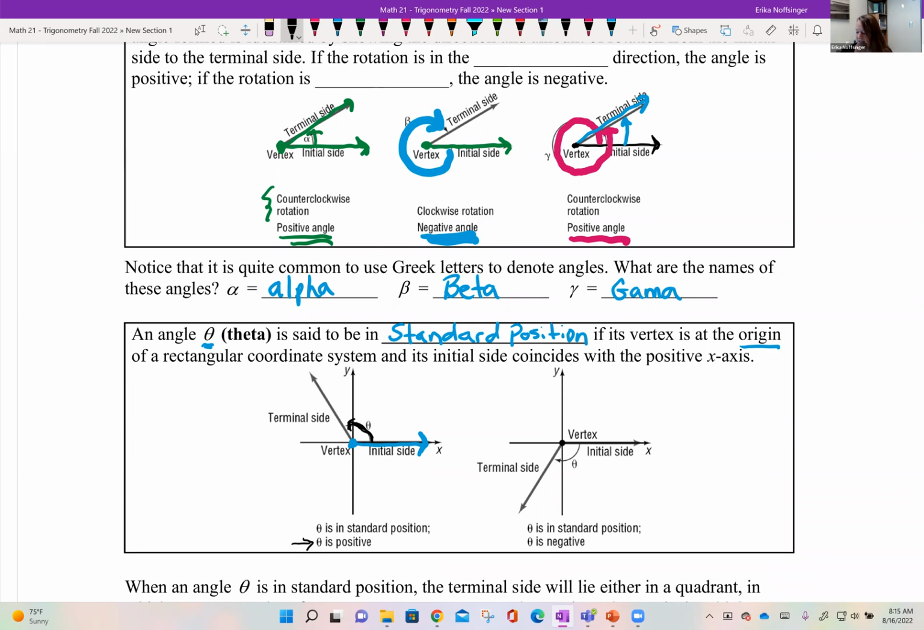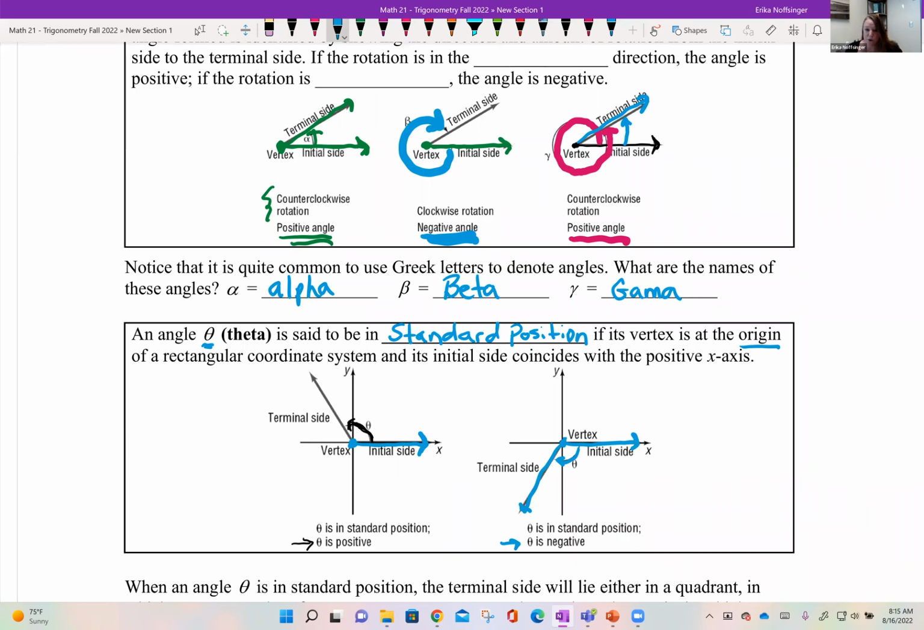In this second example, again, our initial side is in standard position because it's on that positive x-axis, but now we're going clockwise. And so to get our terminal side, the angle went clockwise, so our angle is considered to be negative.